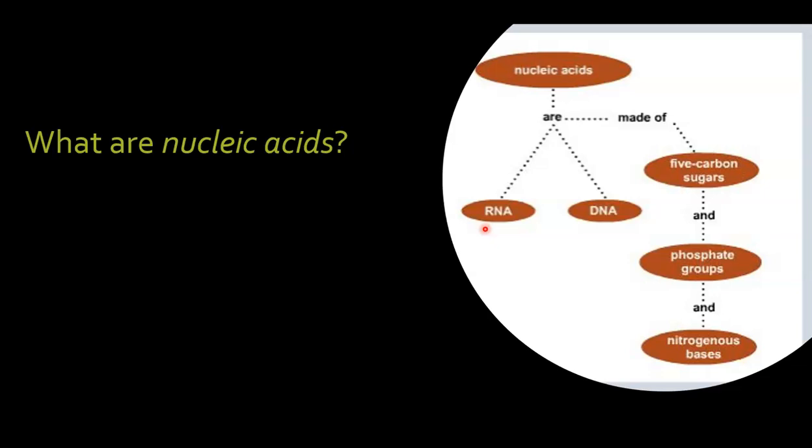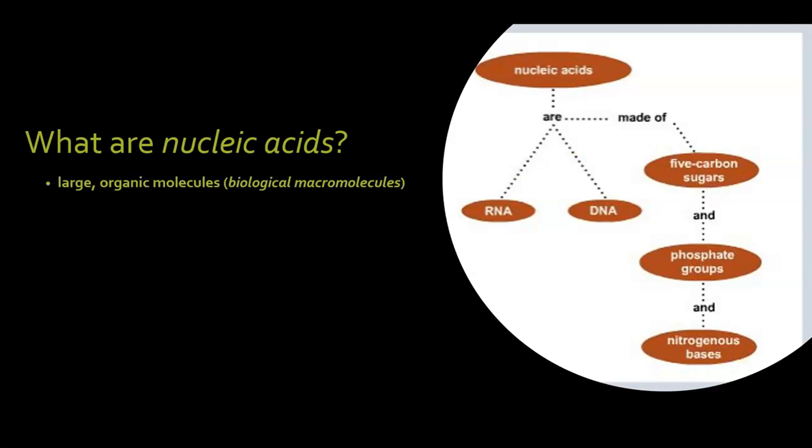We're also going to discuss today what nucleic acids are made of, and it's pretty simple. A nucleic acid is made of 5 carbon sugars, a phosphate group, and a nitrogenous base. Now this whole thing here, if I were to put a box around it, would be called a nucleotide. We're going to discuss that in detail in a little bit.